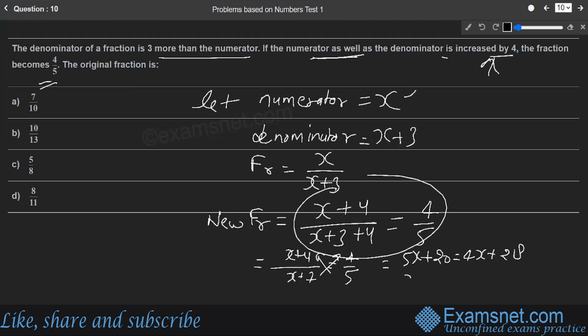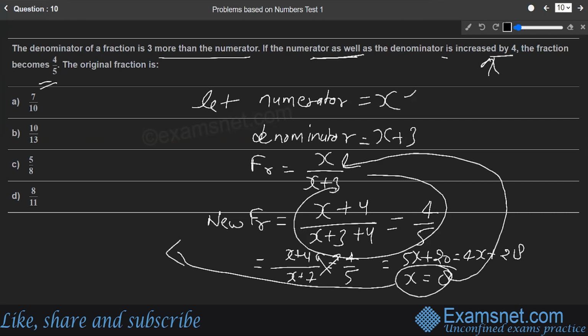If we solve this further, this gives us the x value as 8. What did he ask for? He asked for the original fraction. The original fraction that we assumed was x over x plus 3. If we put in the x value, we reach 8 over 8 plus 3, which is nothing but 8 by 11. So 8 by 11 is the original fraction value, and that is available in option D.